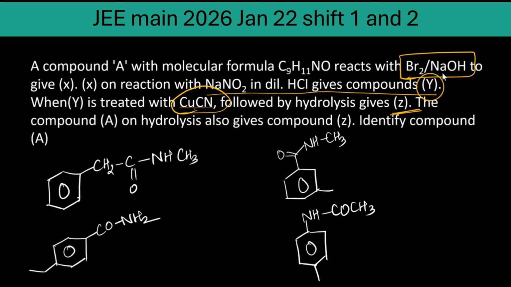So where I have a CONH2 amide, it gives a primary amine. That primary amine should react with NaNO2 and HCl. So this must be a diazonium salt. Correct, Y must be a diazonium salt. So the diazonium salt will give what?